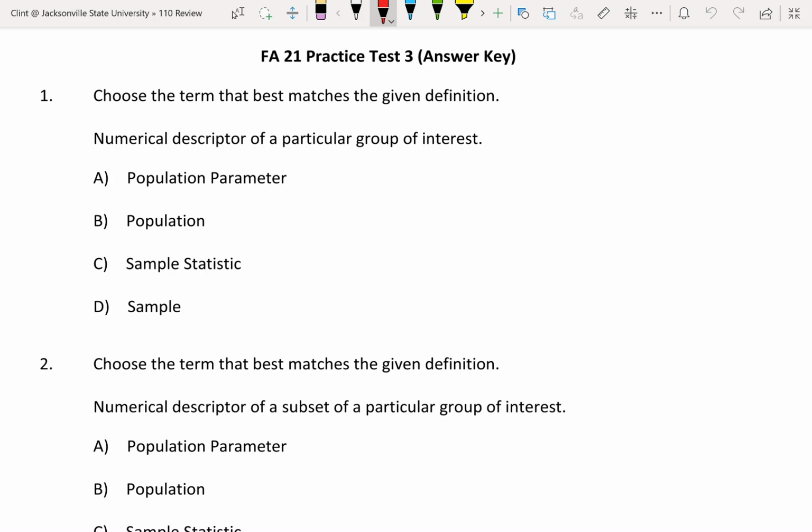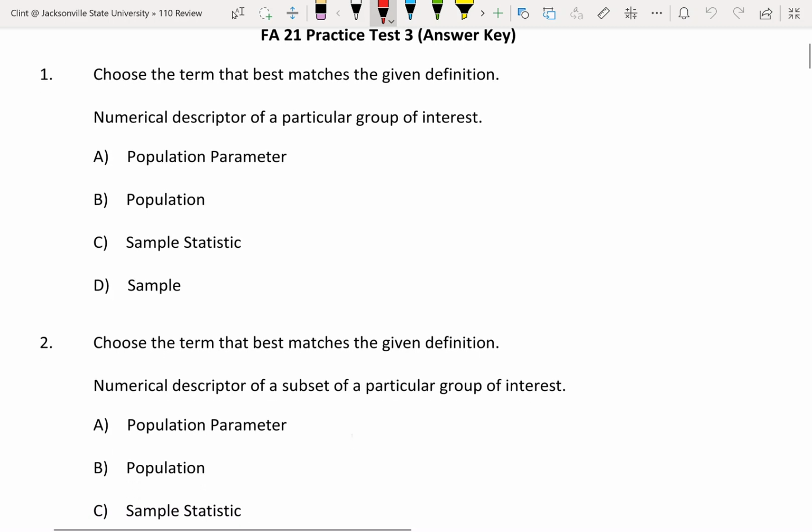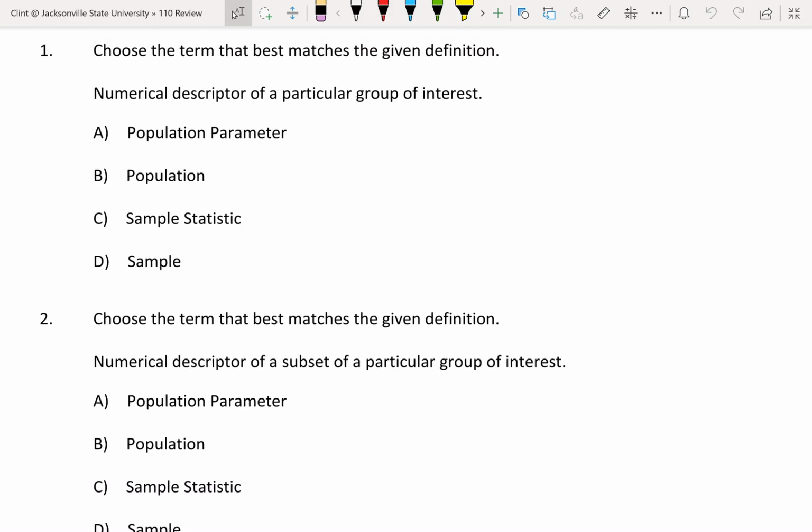Okay, let's start working our way through the practice test then. So number 1, we got a few vocabulary problems from chapter 8. Number 1 gives us a numerical descriptor of a particular group of interest. So if you can remember that the whole group we're interested in is the population, that will help on this one. Because then if we have a numerical descriptor of a population, that's a population parameter. If it just said a particular group of interest, then that would be population. But we're talking about a numerical descriptor of one of those.